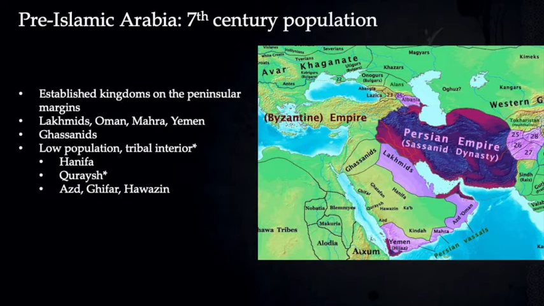If I could highlight something here, it would be the Quraysh. The Quraysh were the powerhouse tribe for the Hijaz on the western coast of the peninsula, and we'll be talking about them quite a bit.